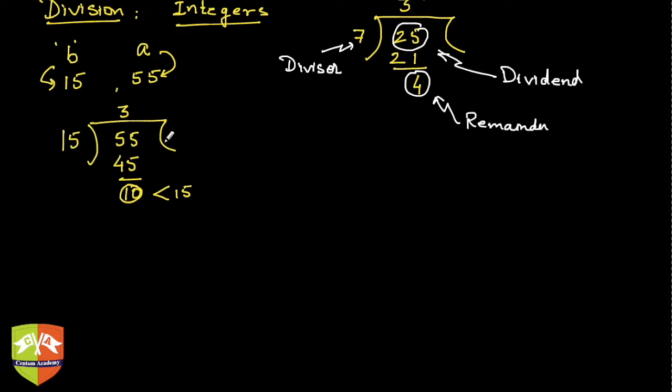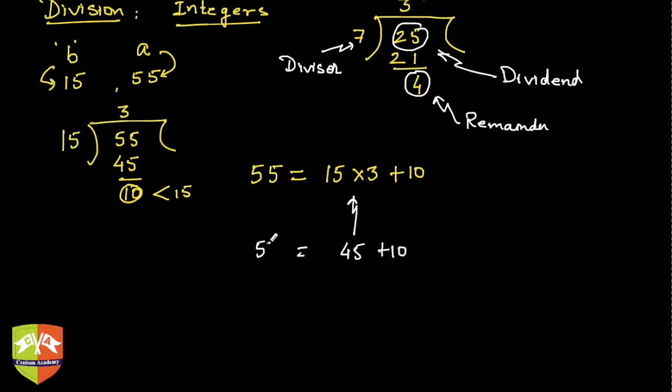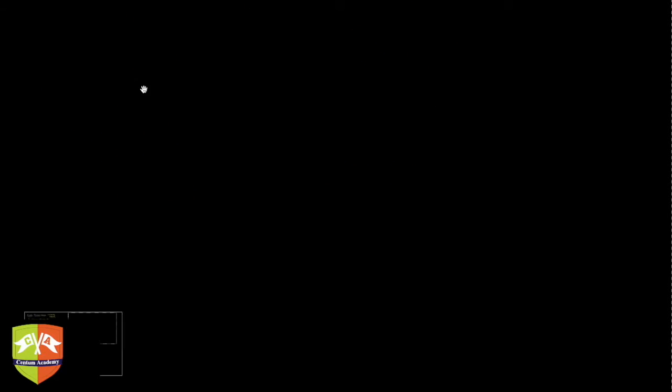The same division method Euclid expressed in a different way. We can write 55, which is the dividend, as 15 times 3 plus 10. So if you see, this formulation holds: 15 into 3 is 45, and 45 plus 10 is nothing but 55. Let's take another example to illustrate it further.